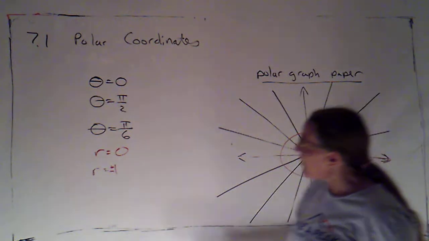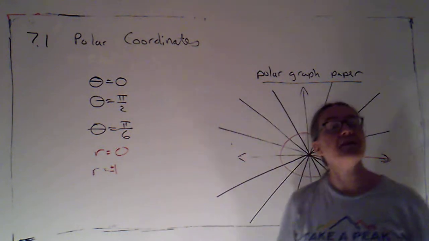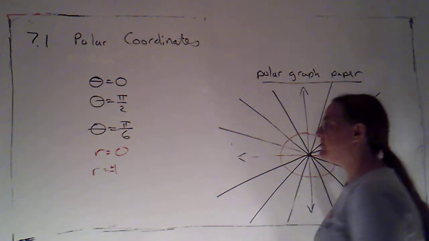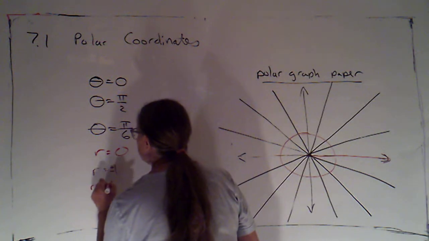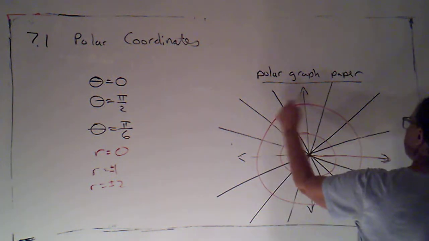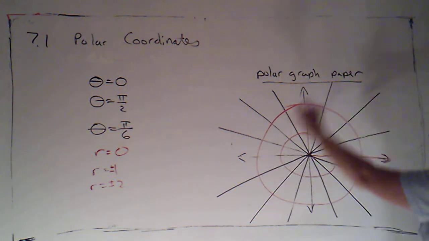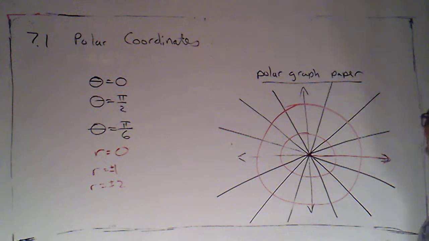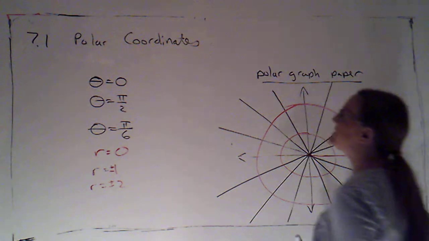Okay. But if r is plus or minus a number, that's always going to give me a circle whose radius is just the absolute value of that. So if r was plus or minus 2, I'd get a circle of radius 2. So my polar graph paper kind of looks like a spider web. It's kind of neat.